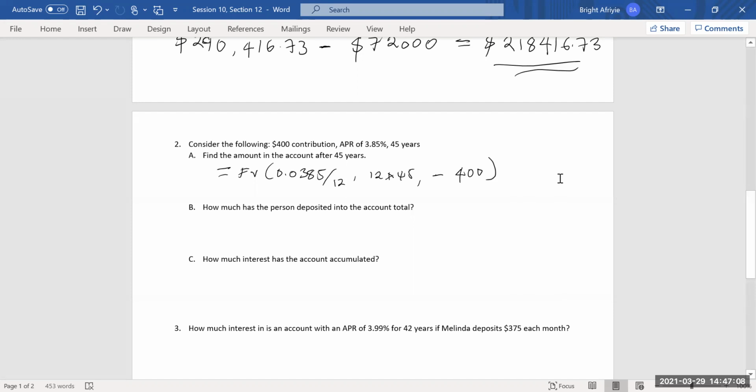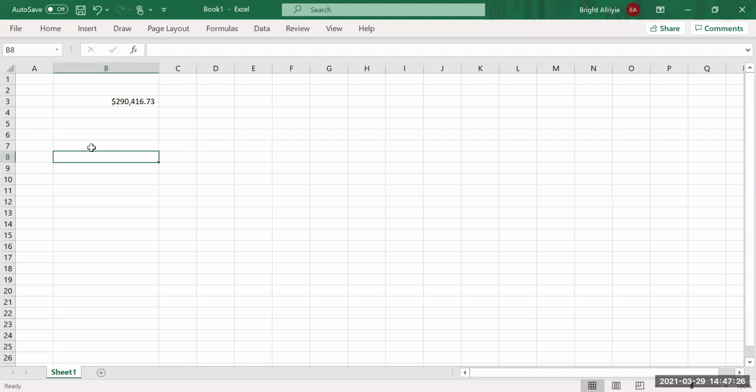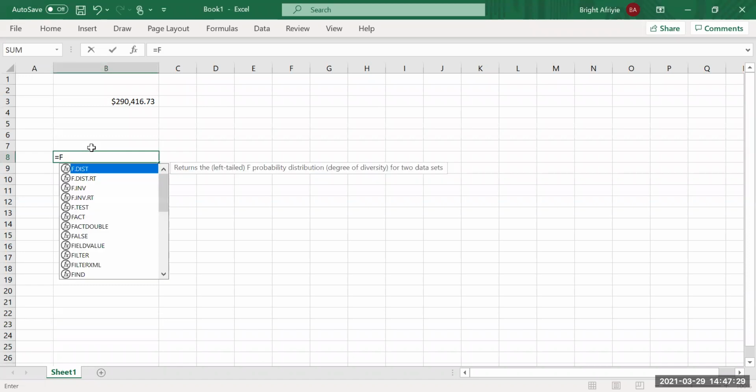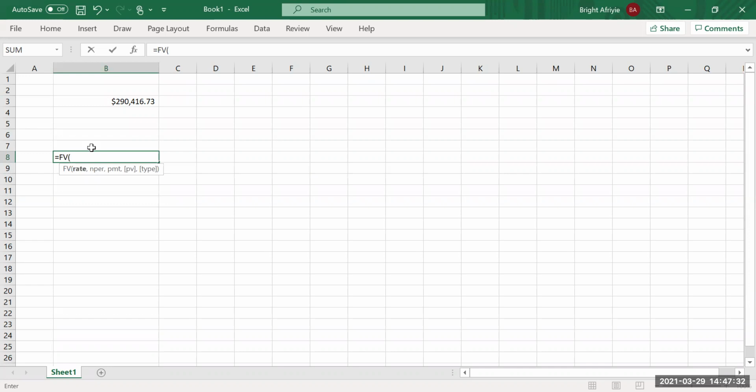Is that okay? Nice. So let's see that. Let me show you how you can use Excel to do that. So let me quickly share this Excel file with you. I have an Excel file already opened. So really, if you want to do that, you do equal sign FV, right? And then you do 0.0385, okay? Divided by 12, comma, and then you have 12 times 45, okay?